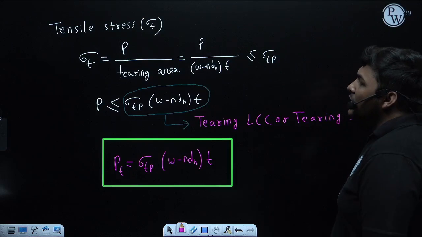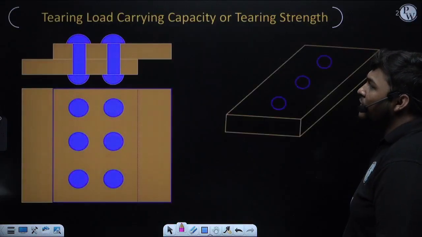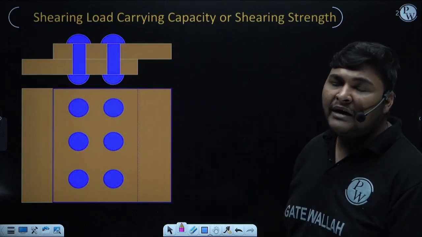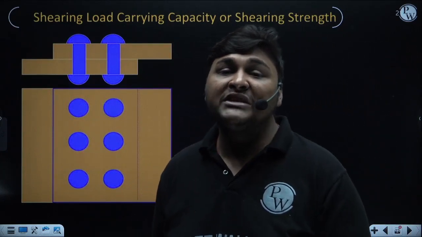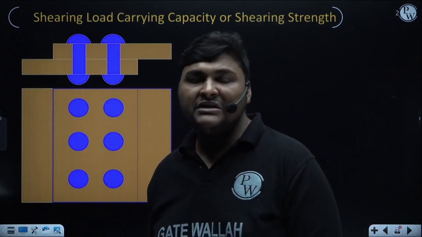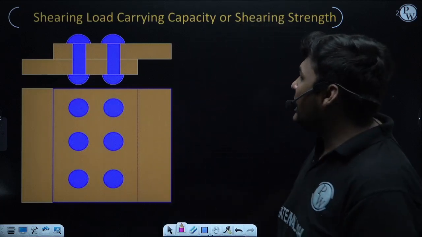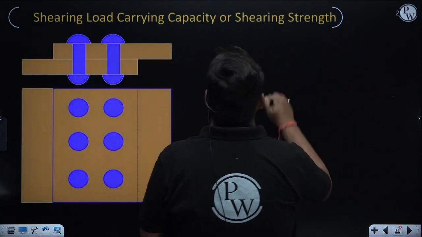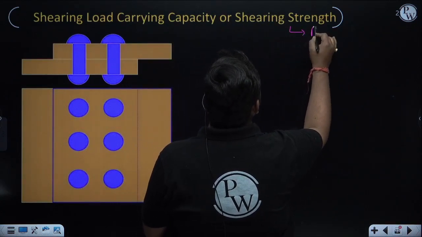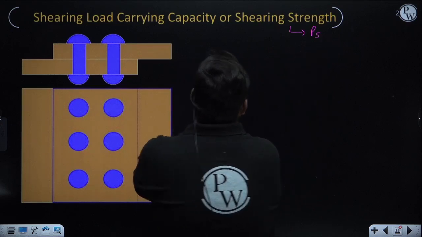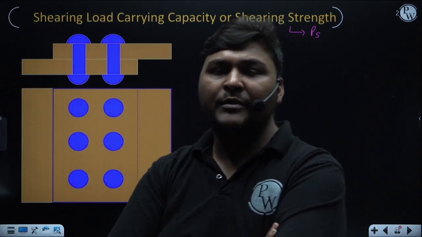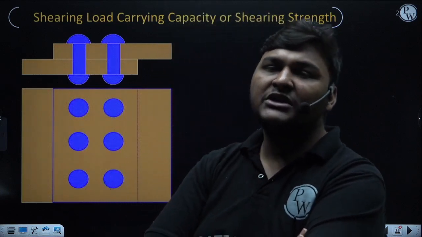Now we'll understand another type of failure, that is shearing load carrying capacity. It means we will find the load carrying capacity to avoid shearing of rivets. See, this shearing will occur on rivets. So first we'll find the shearing load carrying capacity or shear strength, which I will denote by capital PS. Capital PS is the shearing load carrying capacity of the system or shearing strength of the system.